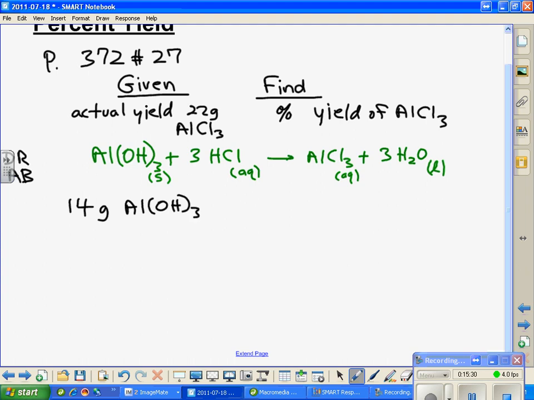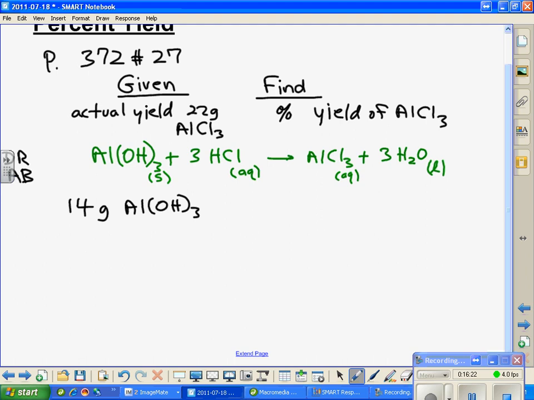And what else do we have? We got to have how much hydrochloric acid? Oh, okay. They're saying that you have excess hydrochloric acid. Okay. How much of that acid is going to get eaten up if we have 14 grams of aluminum hydroxide? We're going to get 22 grams of aluminum chloride. So what they want to know is the percent yield of aluminum chloride, correct?